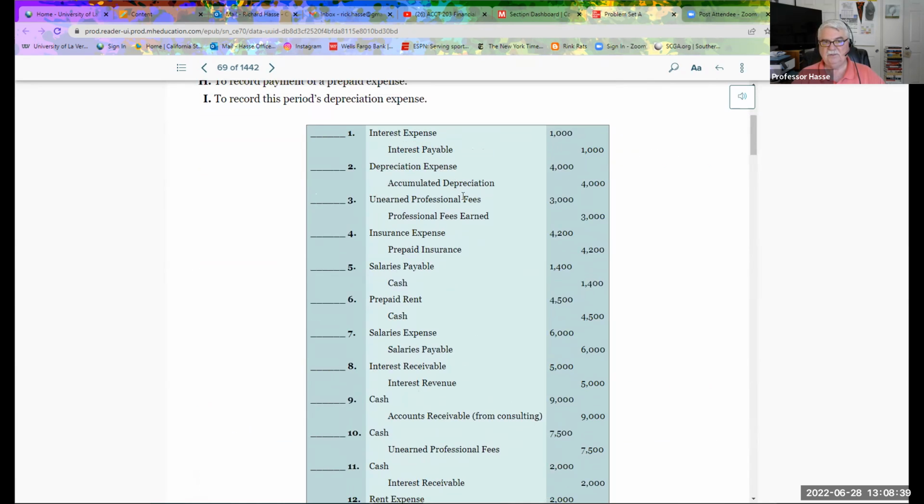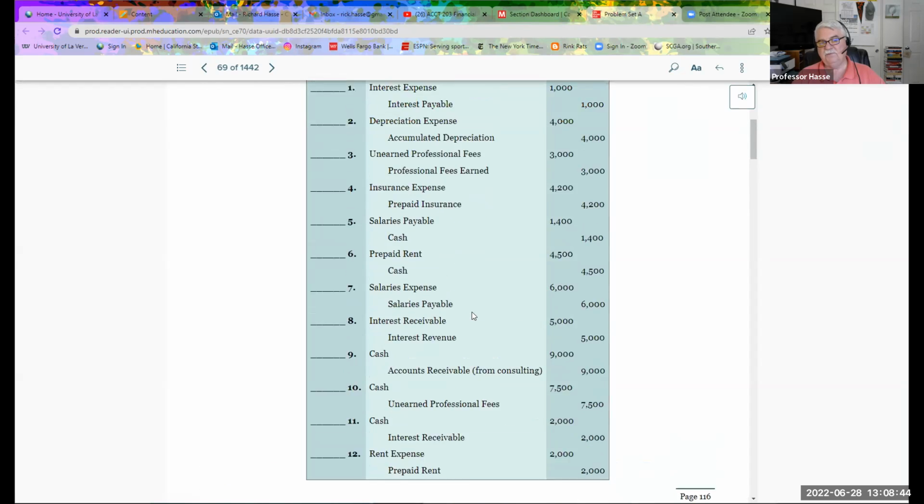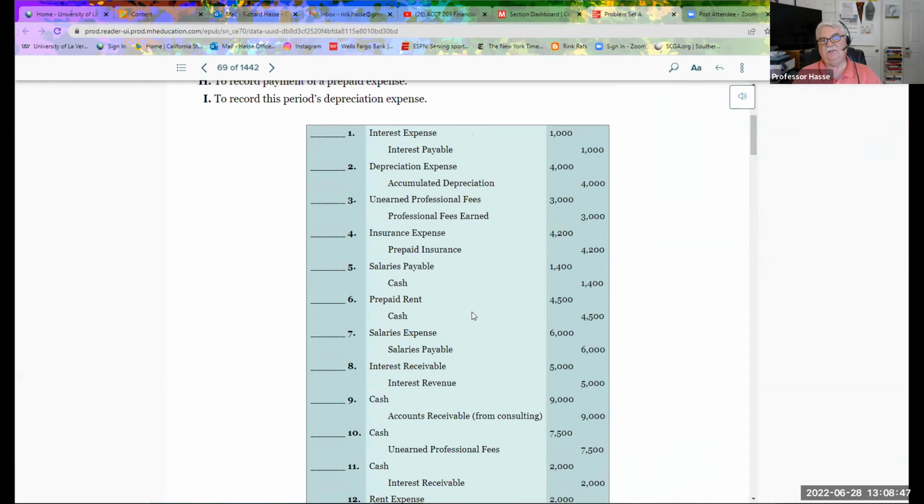Interest, depreciation, unearned, prepaid, salaries payable, all perfect examples of all the different types of adjusting entries you witness in the accounting cycle. Use this as a cheat sheet, use this as a practice, and we look at these samples of all these entries in our quiz number 2, and this will be a perfect guide for that. Remember, adjusting entries are to adjust the books, like at the end of the month, to record accruals, to record receivables, and to make payments of prepaids now being paid.